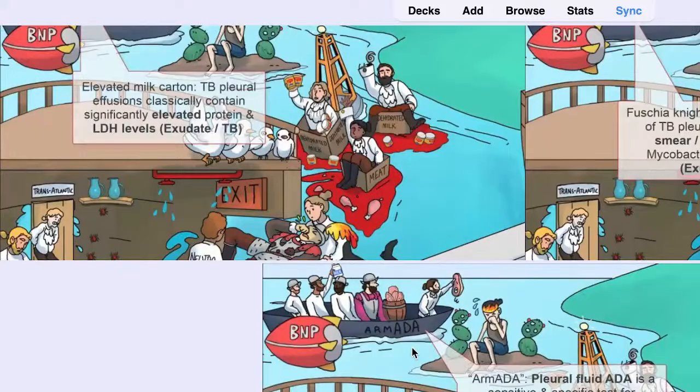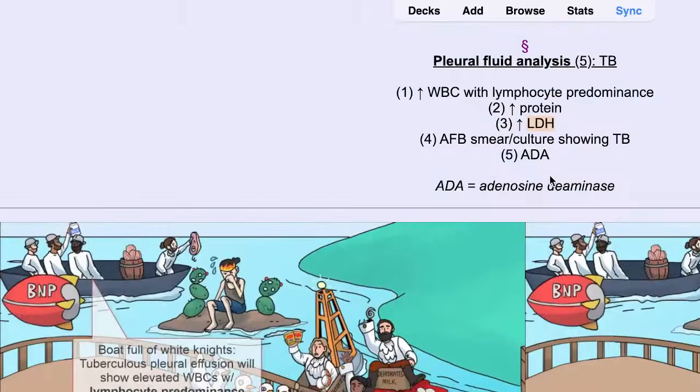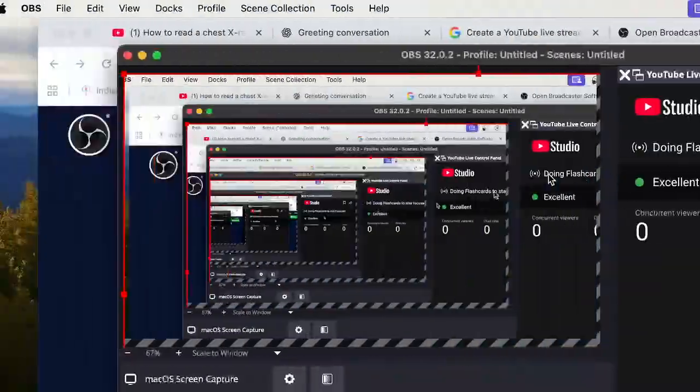ADA. Nice. So what did I read? WBCs. You got your proteins, you got your milk, you have your AFB. Yeah, you got that. And you got your ADA. You have to have ADA. It's impossible not to have ADA.